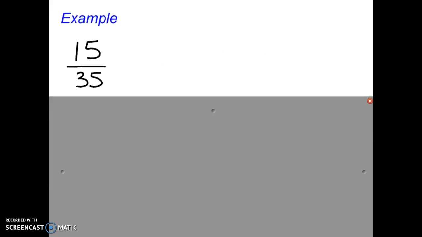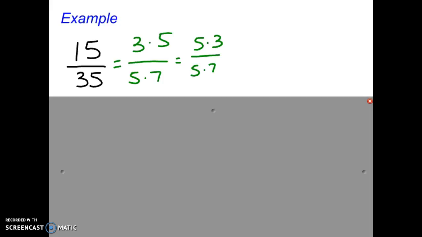Our next example is 15 divided by 35. If we break the 15 down, we get 3 times 5. If we break the 35 down, we get 5 times 7. If we use the commutative property here, we can rearrange the 3 times 5 into 5 times 3. If we regroup things, we got 5 over 5 and 3 over 7. 5 divided by 5 is 1. Gets us to a point where we can use the multiplicative identity, and we end up with 3/7 for the answer.